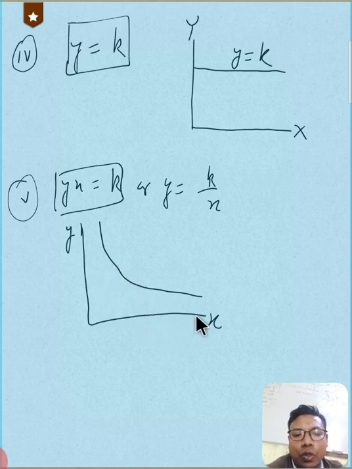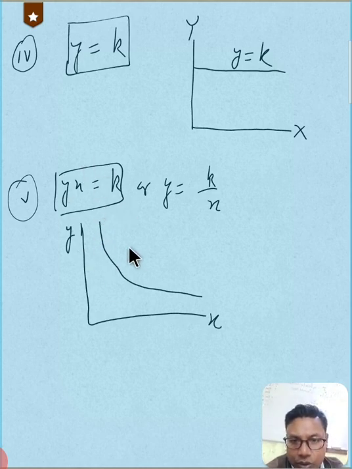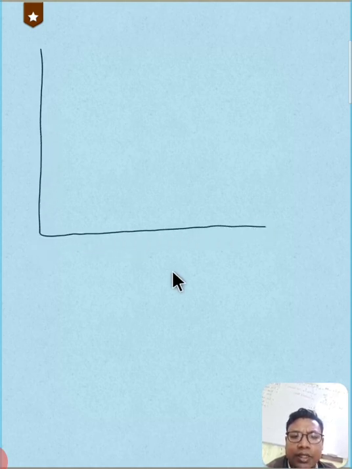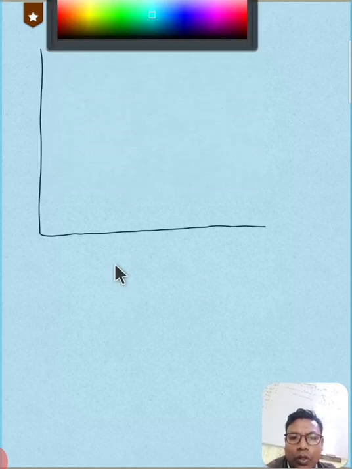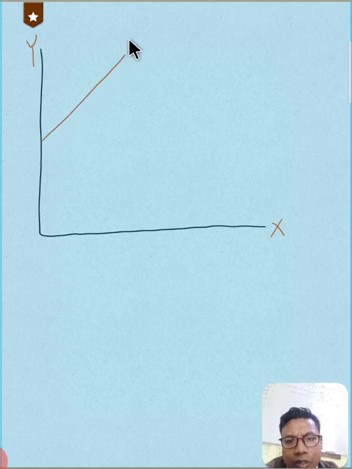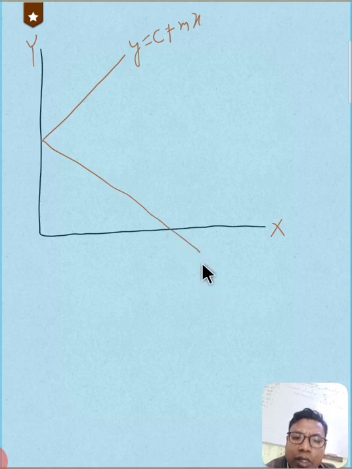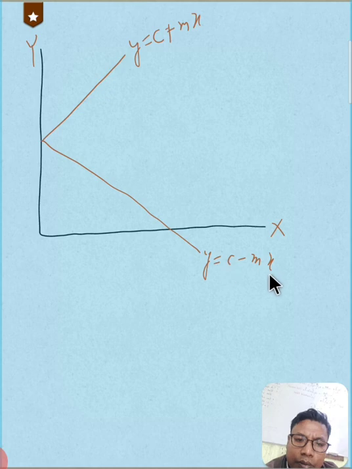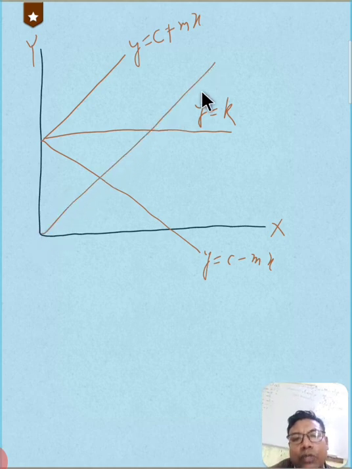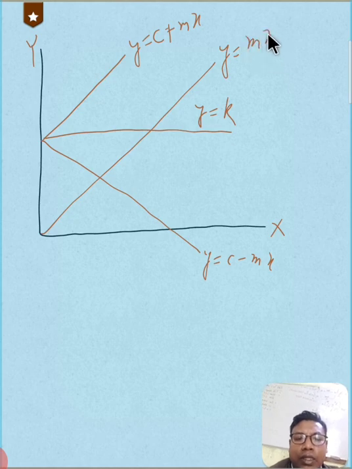This is a hyperbola. So let me summarize all these 5 equations along with their graphs in a particular sheet. So suppose this is the y-axis and this is the x-axis. Let me change the color also. Okay, so this is the y-axis and this is the x-axis. So this will be the graph of the equation y is equal to c plus mx, right? And this will be the graph of the equation y is equal to c minus mx, negative slope, right? This will be the graph of the equation y is equal to constant, and this will be the graph for y is equal to mx.